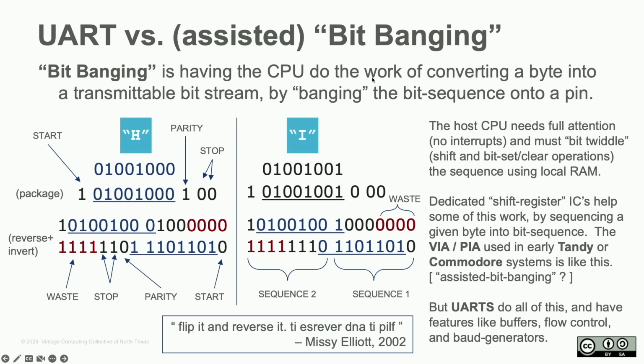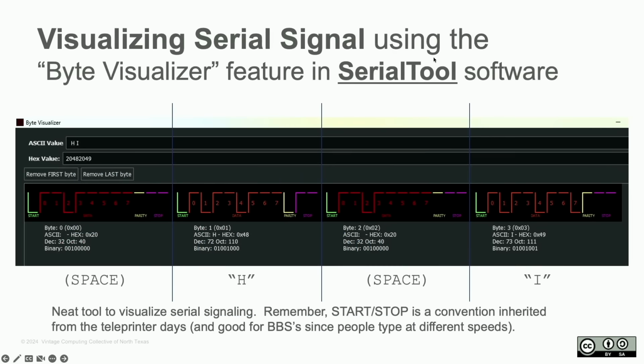You could do it with a CPU on its own. It's not really the CPU doing it on its own. It's almost always having a UART or PIA chip to help it at least push those bits out. But the CPU is doing the work of the framing and the ordering of the bits coming out. So it's usually assisted bit banging, is what I would call it.